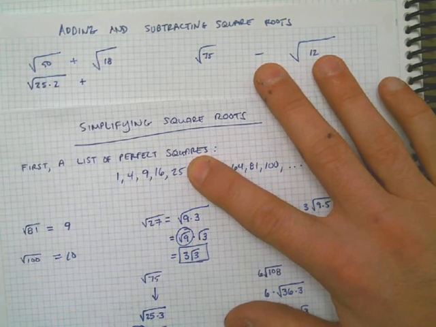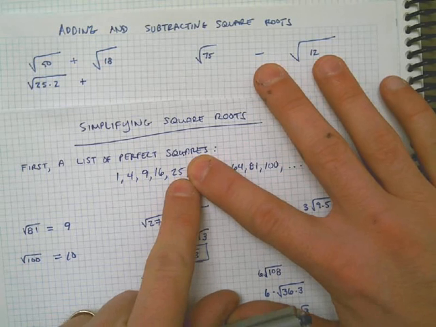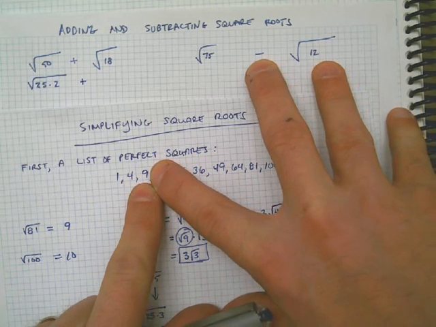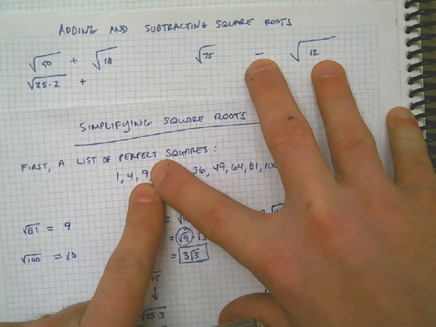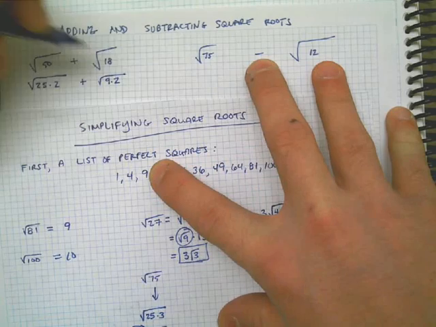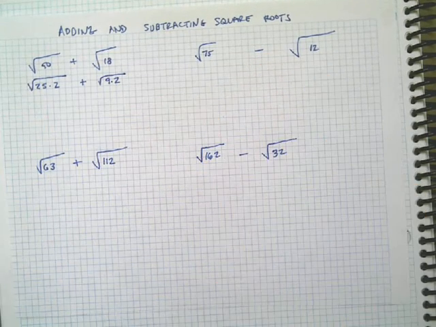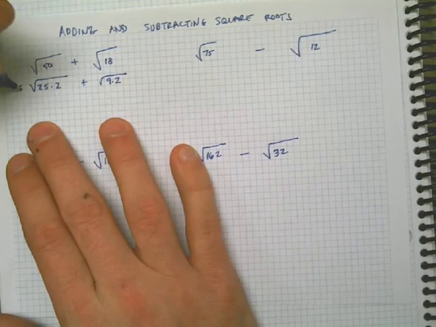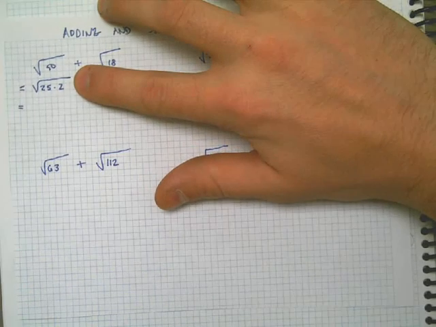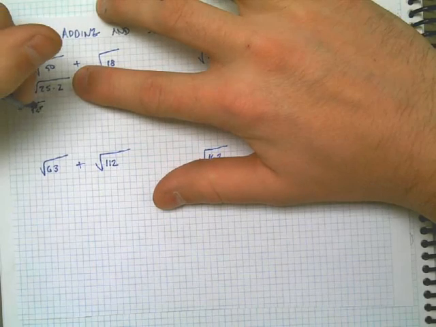I'm going to do the same thing with 18. The biggest perfect square that goes into 18 is going to be 9. So instead of the square root of 18, I'm going to write 18 as 9 times 2. Now I'm ready to roll. Instead of the square root of 25 times 2, I'm going to say that's the square root of 25 times the square root of 2.